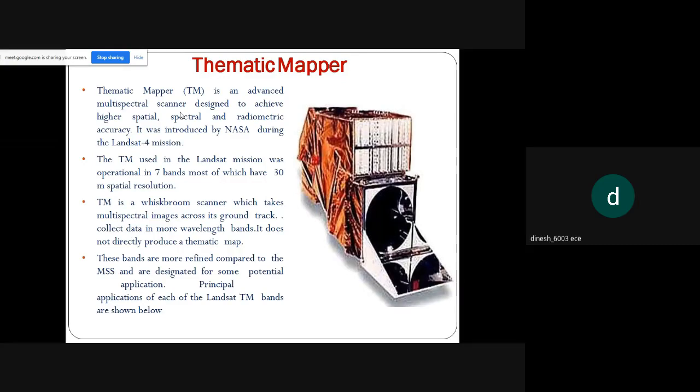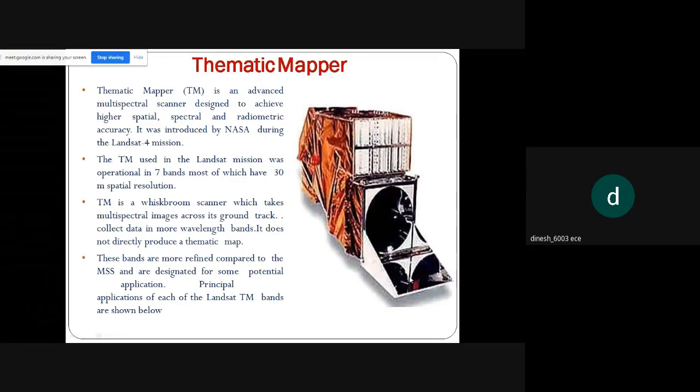So this thematic mapper is an example of a whisk broom scanner that will take multispectral images across its ground track to collect data with more wavelength bands. So this does not directly produce a thematic map. These bands are more refined compared to the multispectral scanner system and are designed for some potential applications. So let us see the device of the thematic mapper. You can see this is your thematic mapper device.